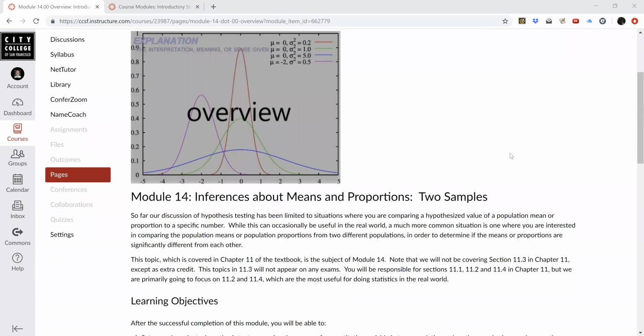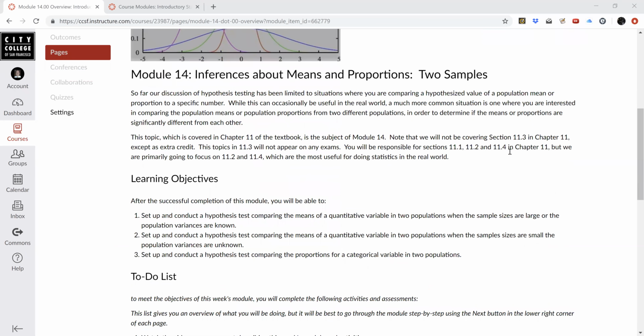This is covering Chapter 11 in the textbook, and we're going to be doing three things in this chapter. We're going to be doing a comparison of quantitative variables when we have large sample sizes. We're then going to do a comparison of quantitative variables when we have small sample sizes. And if we have small sample sizes, remember, we're going to be using P rather than using C. And then thirdly, we're going to be doing the same thing for proportions. And when we're doing proportions, fortunately, we always can use C.